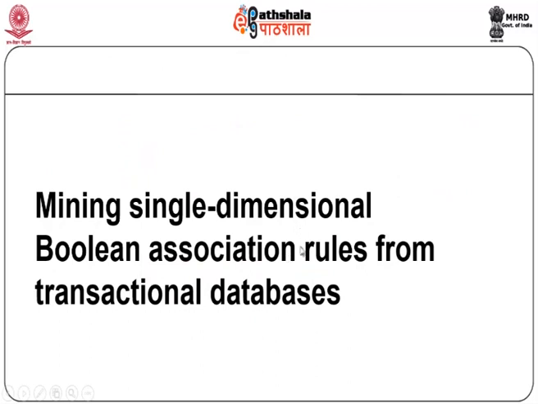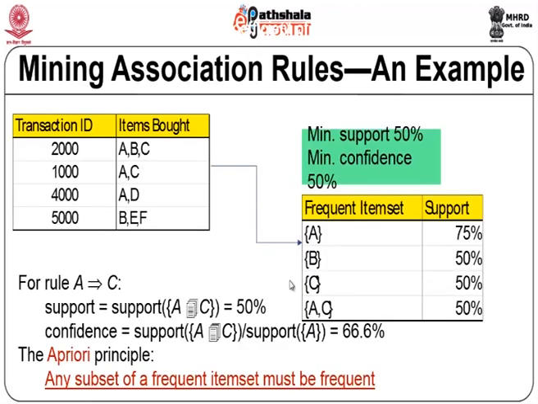For this, there is a methodology called the a priori algorithm, which is often used for extracting single dimensional Boolean association rules from a transactional database. For example, if there is a transactional database like this, all that we need to do is fix the minimum support and confidence and then identify frequent item sets. After deriving the frequent item sets, you will have to derive all possible rules for these frequent item sets.